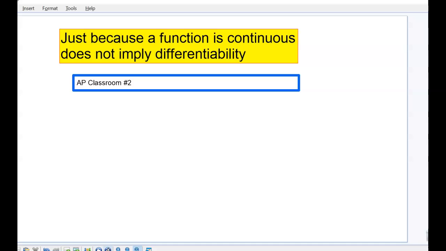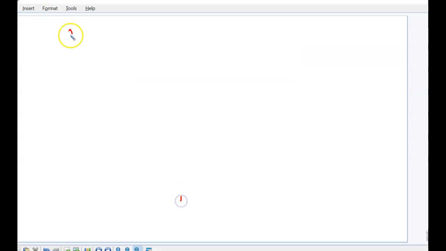Okay, and the next example says just because the function is continuous does not imply it's differentiable. And again, there's another video that the AP board shares with us, but I'll just work it out for you. So it says the function f of x equals the absolute value of x, and they're asking us if this is differentiable at x equals 0.